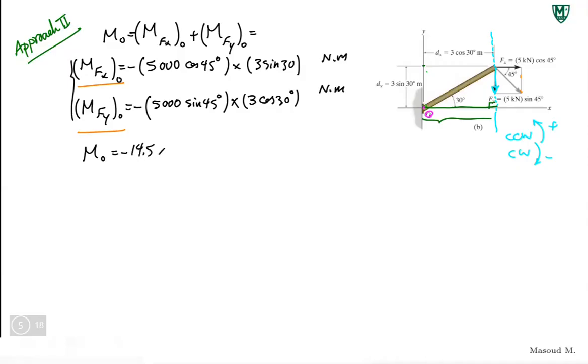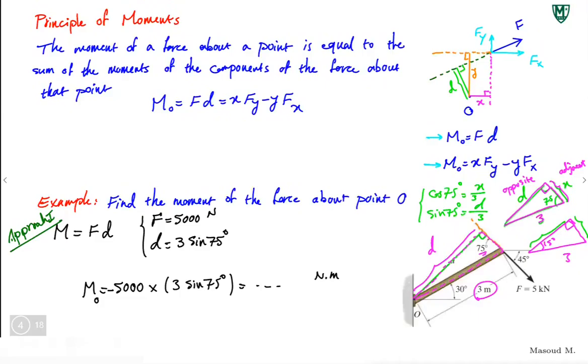14.5 times 10 to 3 Newton meter negative. Or you can just write it 14.5 times 10 to 3 this direction. Either you should show the direction or you should put the sign. This one gives you the same thing. Minus 14.5 times 10 to 3 Newton meters.